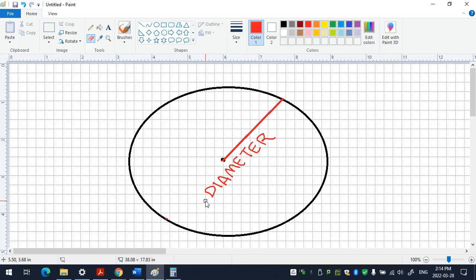Does anyone know what you call half a diameter? Say again? I'll give you a hint. It starts with R. And it's actually a name for a bone in your body. This is it. No, radius is ulna and radius. Yes, radius is this one. Radius.